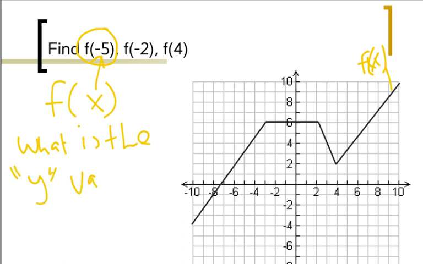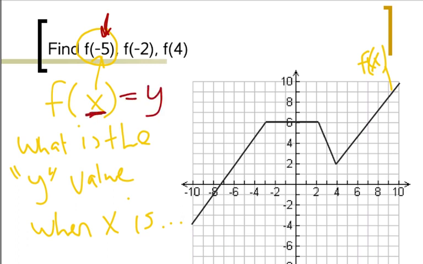So the y value when x is, and then it's whatever that number is. Okay, well, here the first number is negative 5. So we're really being asked, what is the y value? Because remember, f of x is the same thing as y. So we're really saying, what's the y value when x is negative 5? So we go to negative 5 right here, and we just kind of go up to where it touches. The y value, so you go over to the y value, is 3. So f of negative 5 is 3.